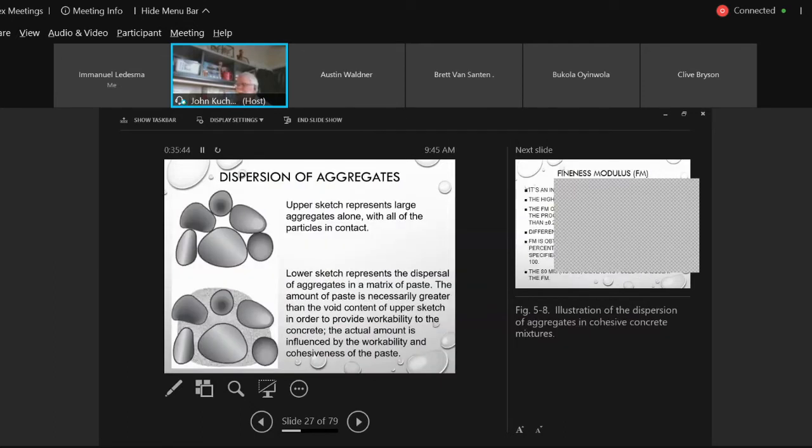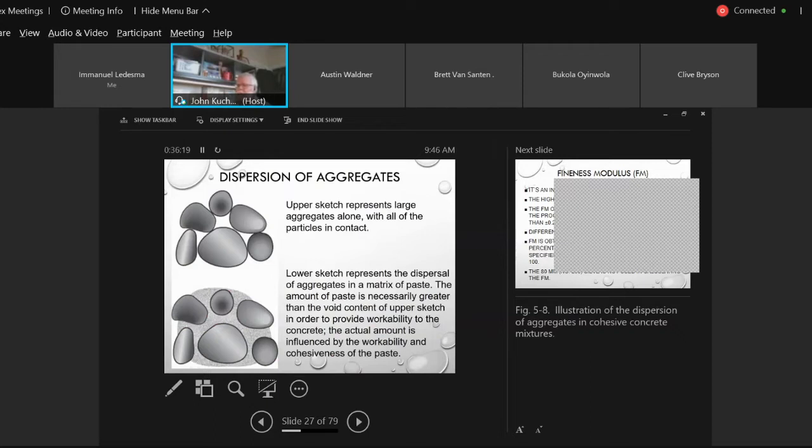Here's mine. And here's the sketch. This is what we want to do. Particles are in contact. But like I said, we want to make sure that every aggregate is coated with cement and water and paste. The lower sketch represents a dispersal of aggregates. The greater amount of paste is necessarily greater than the void content in order to provide workability. So we're deliberately ensuring that we have a good workable mix.